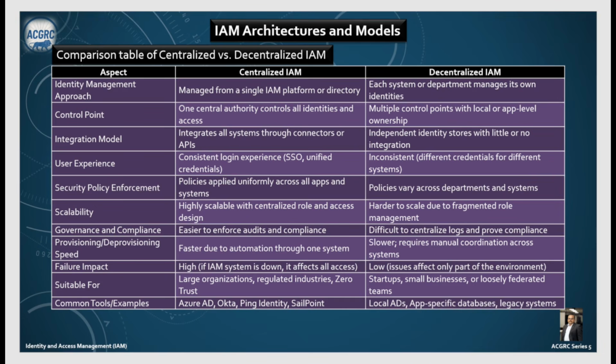From a suitability perspective, centralized is suitable for large organizations or regulated industries or where the expectation is to have zero trust. Decentralized is fitting for small businesses, loosely federated teams, or startups. Common tool examples in centralized are Azure AD, Okta, Ping Identity, SailPoint, etc. In decentralized, you have many legacy systems, specific app-based databases, or local ADs.